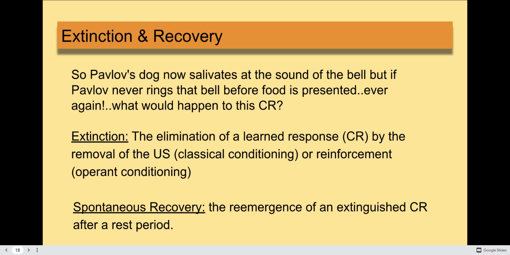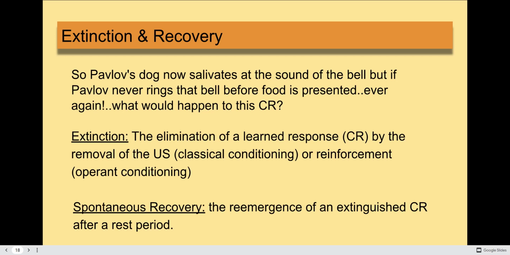So extinction refers to the elimination of a conditioned or learned response by removing the unconditioned stimulus, the food. So the bell gets rung, no food appears. The bell gets rung, no food appears. Eventually the dog is going to stop salivating at the sound of the bell. Now you're going to write down this whole definition, and once again, it may not make sense with the term reinforcement because we haven't covered that yet. But write it down because it will make sense later on in this unit.